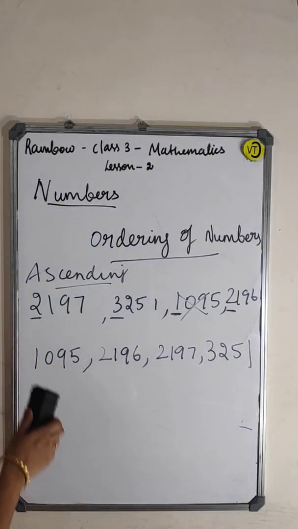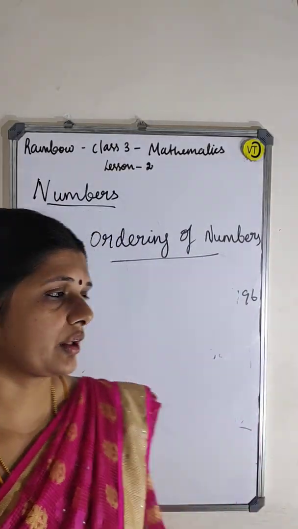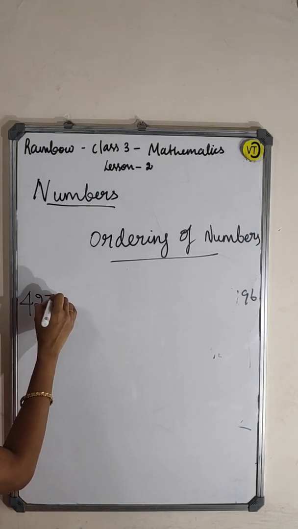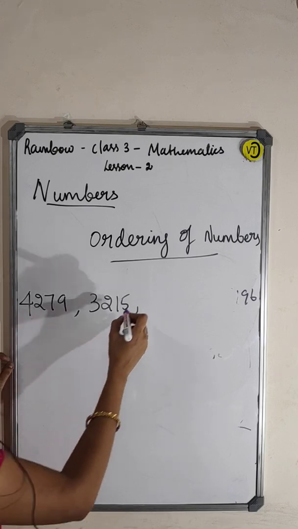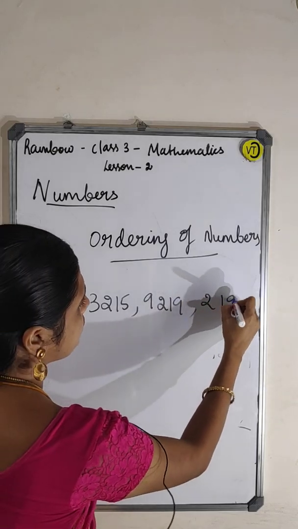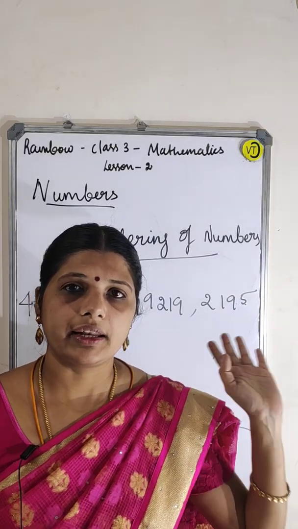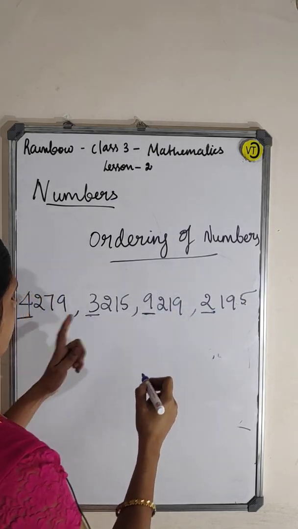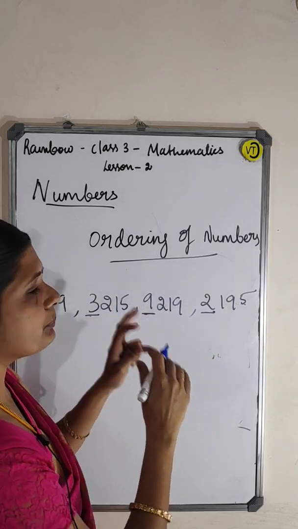Okay, the next, now I am going to tell you how to write in the descending order for 4-digit numbers. I am going to give the numbers here: 4279, 3215, 9219, then 2195. Now you listen, again the same thing I am going to follow. Leftmost digit I am going to compare. This is 4, this is 3, this is 9, this is 2. Which is the bigger number?